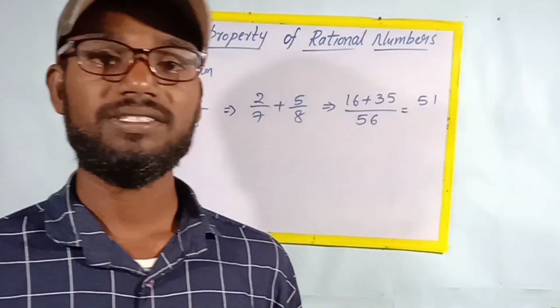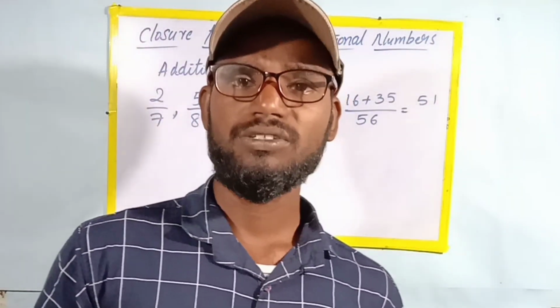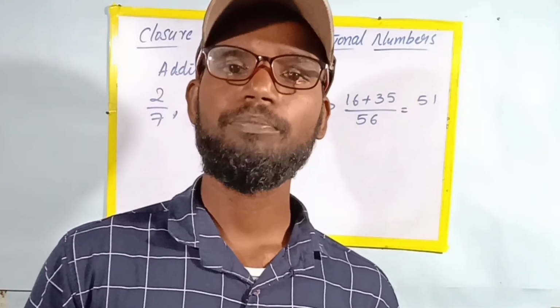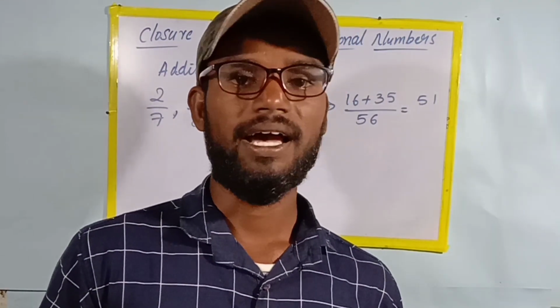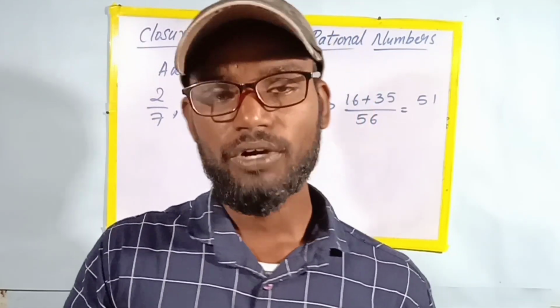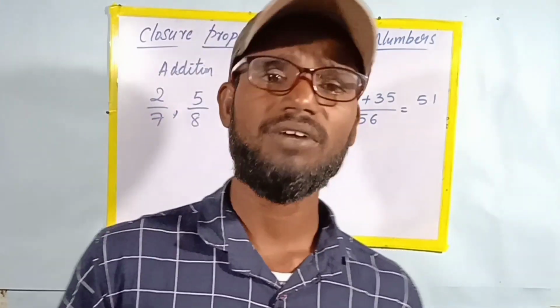So we are in the first chapter, rational numbers. So actually what is a rational number? A number which is in the p by q form, where p, q belong to integers and q is not equal to 0. This is the rational number definition. Now we are moving to the properties of rational numbers.